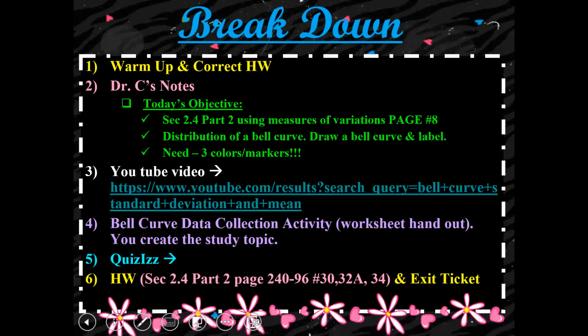All right, you guys, take a look at the breakdown for today. We're going to talk about part 2 of using measurement variations, starting on page 8. We're going to talk about the distribution of a bell curve. You're going to draw a bell curve and label. You're going to need 3 colors. I'm going to have you do a bell curve data collection activity where you're going to find the standard deviation and the variance.